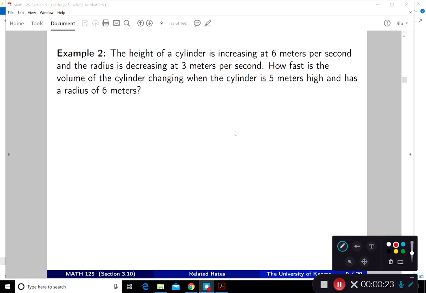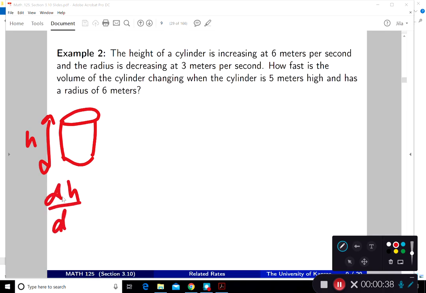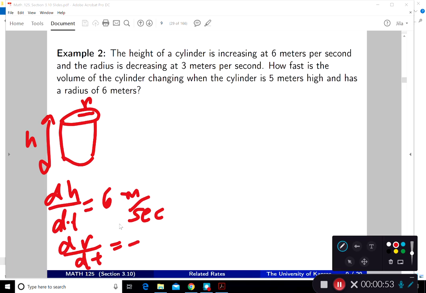And so this question is asking about the height of a cylinder. This is a cylinder, and the height is increasing. If we call this h, dh/dt is equal to 6 meters per second. And then the radius is decreasing. This is the radius r. dr/dt is decreasing by 3 meters per second.